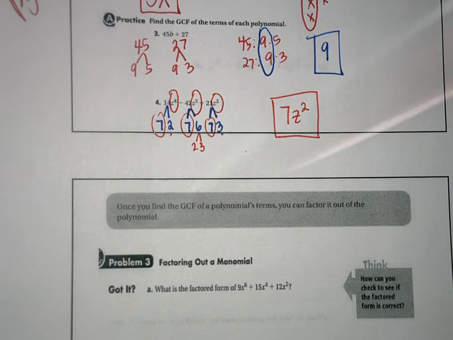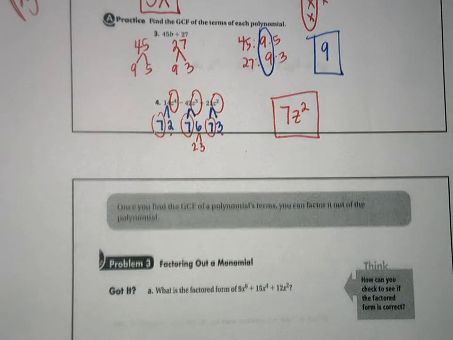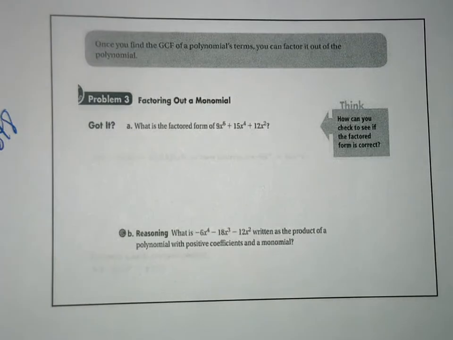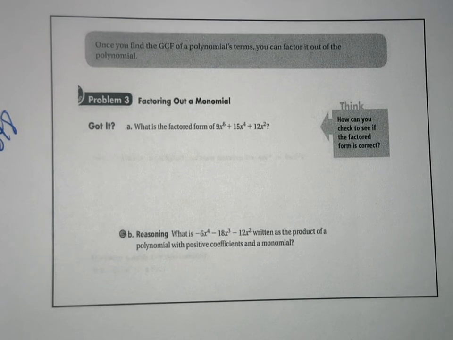Okay, we are going to move on now to page 648. So on 648 it says, once you find the GCF of a polynomial's terms, you can factor it out of the polynomial. So we look at problem 3, letter A, and it asks, what is the factored form of 9x to the 6th plus 15x to the 4th plus 12x to the 2nd?